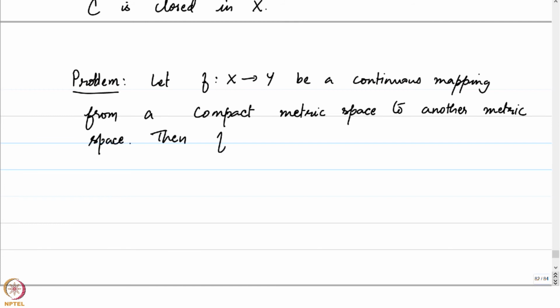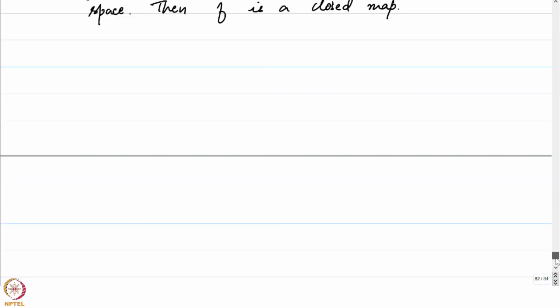Then F is a closed mapping. Okay, let's do that. Proof. Let's start with a closed subset. Let F contained in X be a closed set.